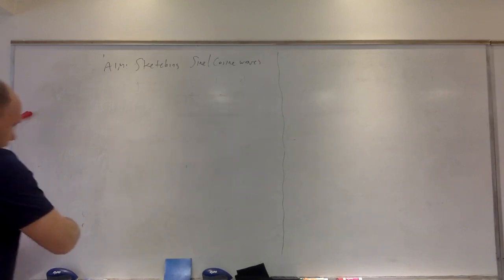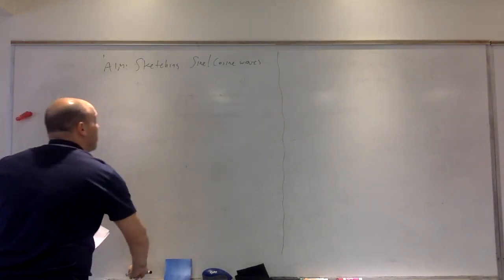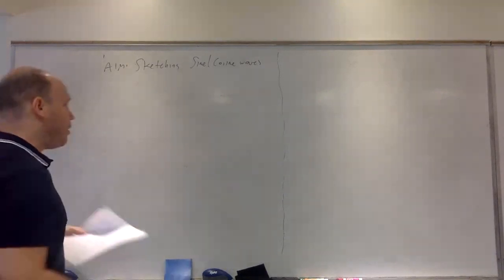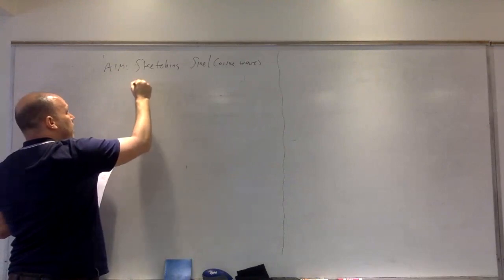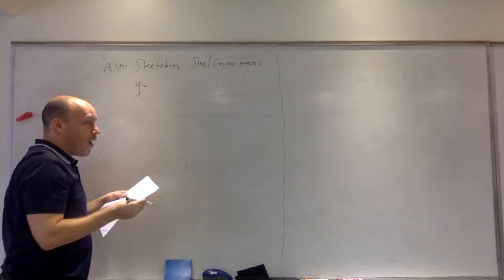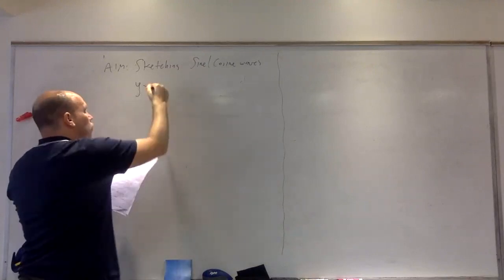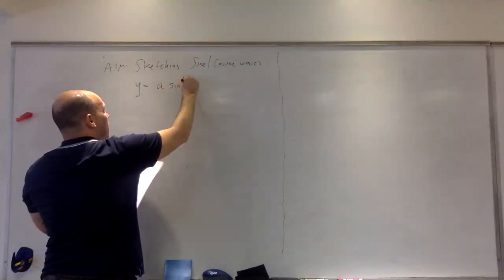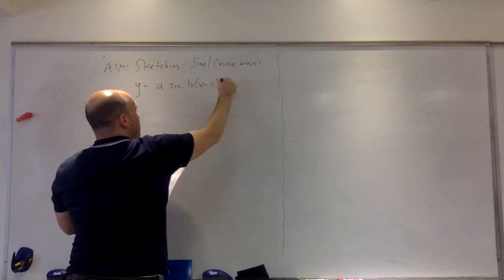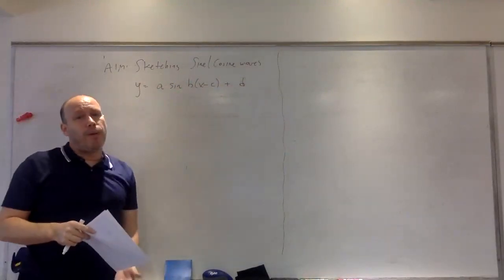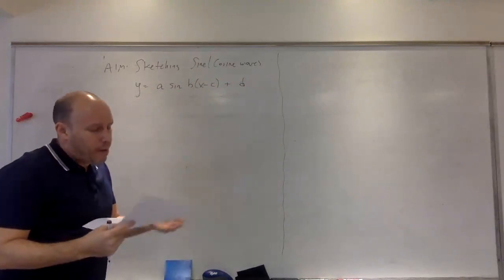Okay, so let's sketch some graphs. We're going to be sketching sine waves and cosine waves. We know from the intro to transformations, where I asked you to investigate y = a sine(bx - c) + d, so we kind of know what the sine wave looks like. Let's take it from another perspective.